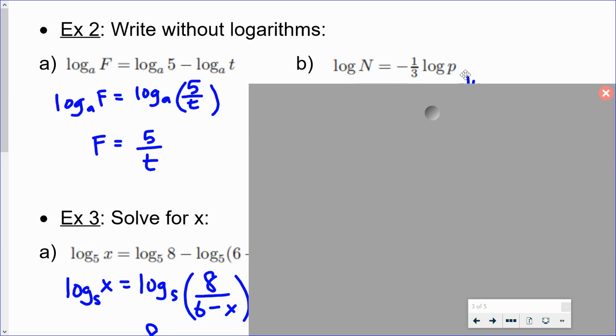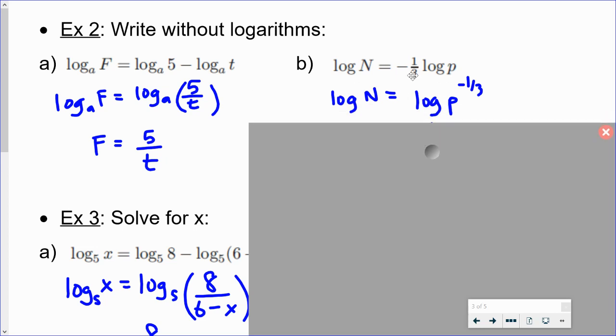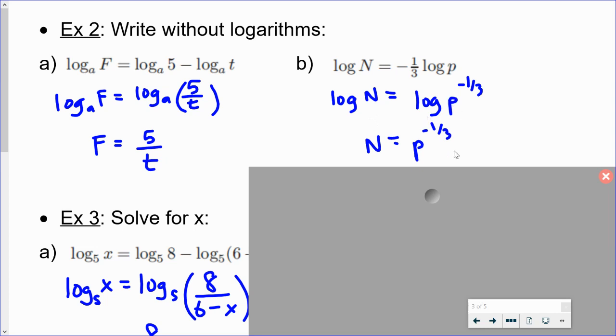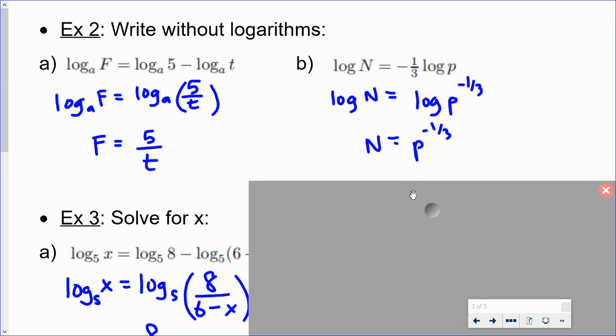Likewise, here I have logs on both sides, single logs. I'm going to start by bringing this negative 1/3 factor up as an exponent. Now I have a single log equal to a single log with the same base, which means that their values must be equal. N must be equal to p to the negative 1/3.